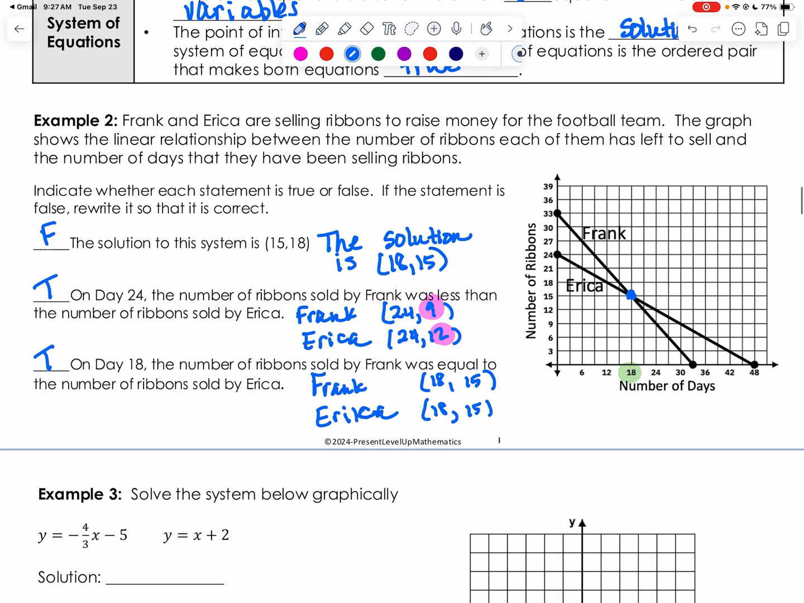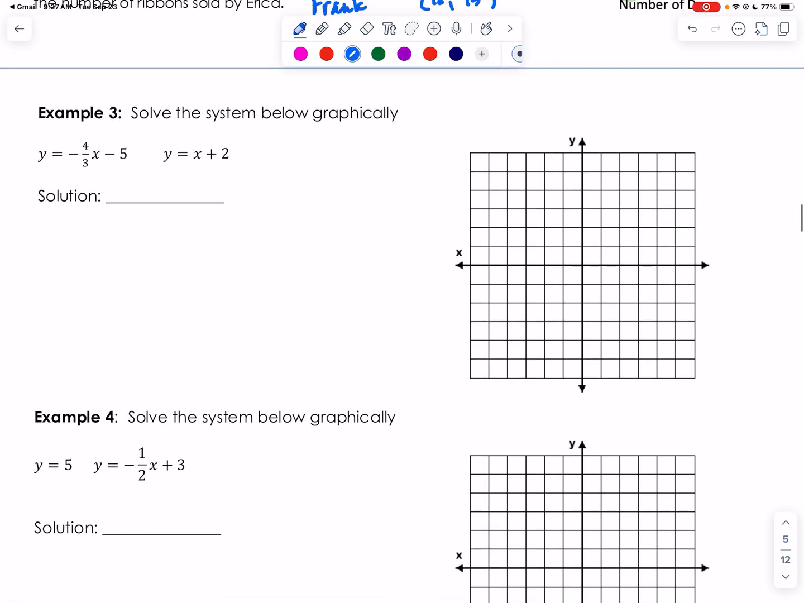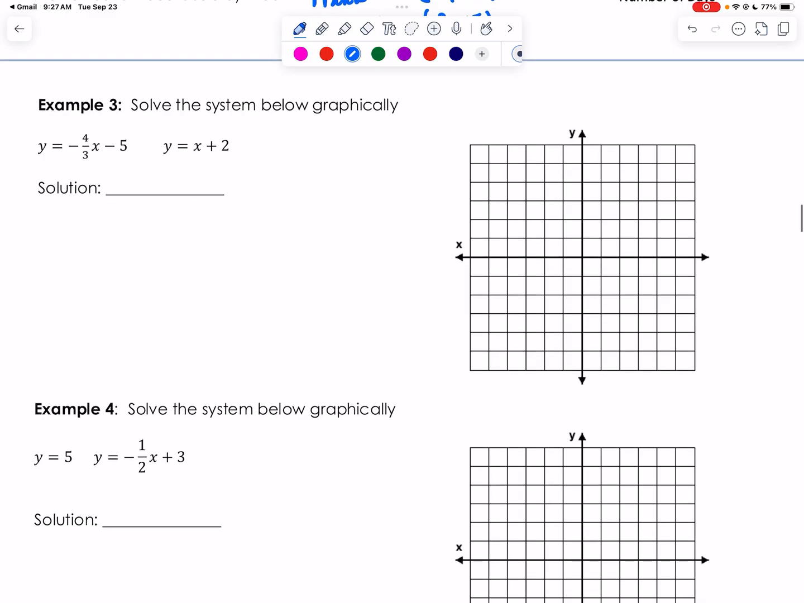Now, one of the main things we're going to be doing today is learning to solve a system of equations graphically. In other words, we're trying to find the point that makes both equations true. So in example 3, it says solve the system below graphically. So we have y equals -4 thirds x minus 5, and we have y equals x plus 2. So what we want to do is graph these individually and see if we can find their intersection point.